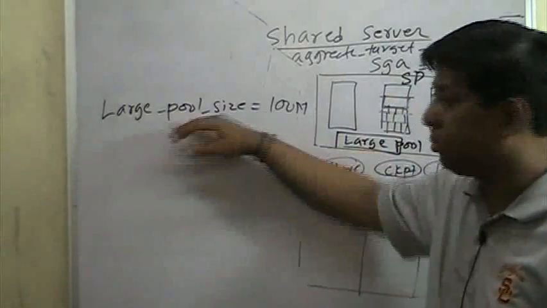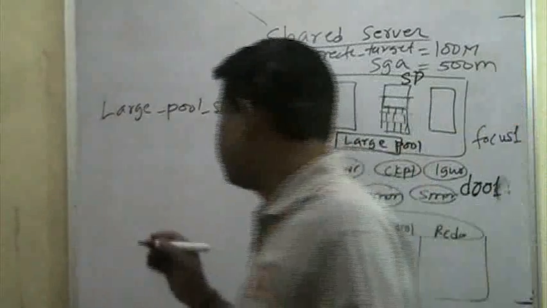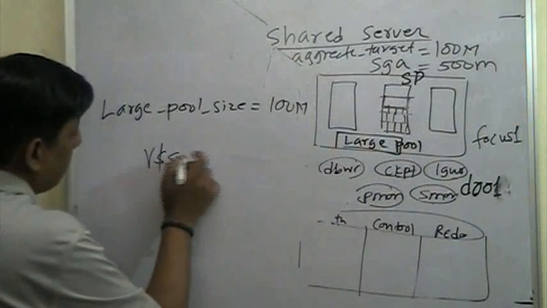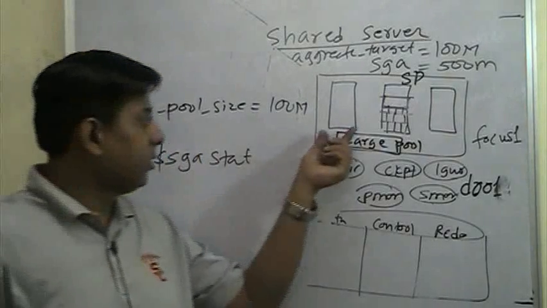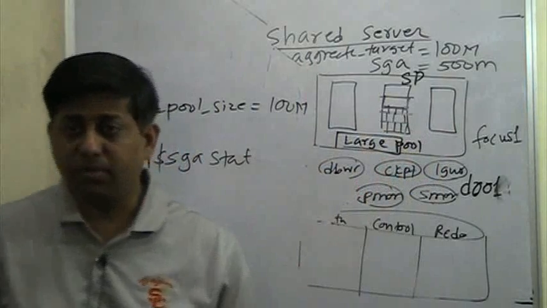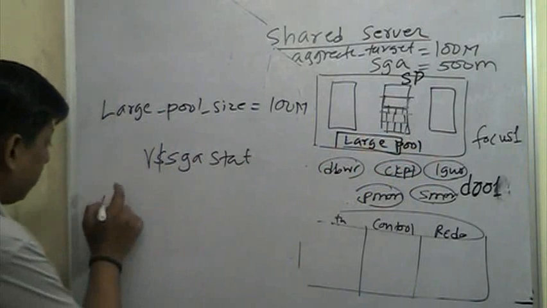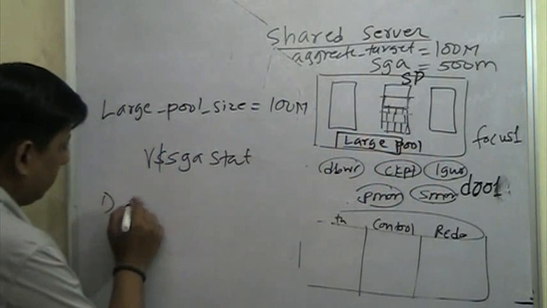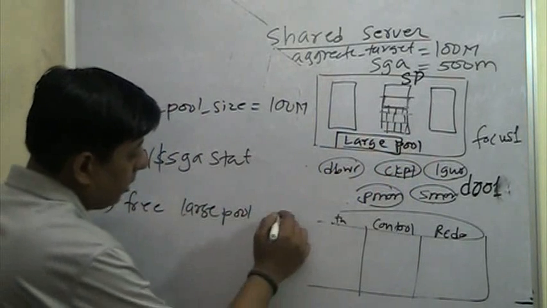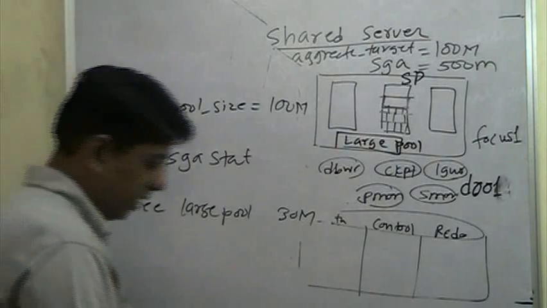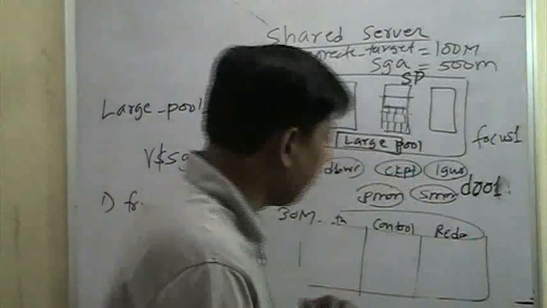In the older days we used to set up something here and then monitor it. How do we monitor it? I had mentioned this to you, $SGA stat. What does $SGA stat show? It shows you the size of this, this, this, and the large pool and everything else. And it will show two lines for the large pool. The first line shows the free large pool, maybe 30 megabytes.